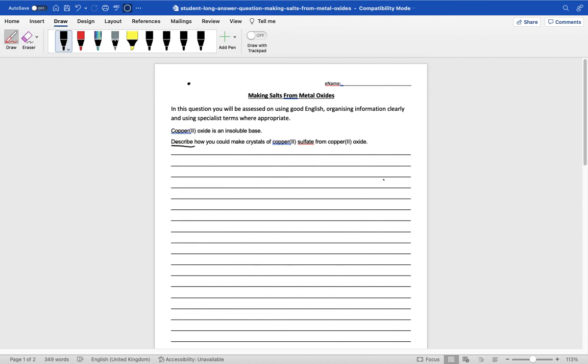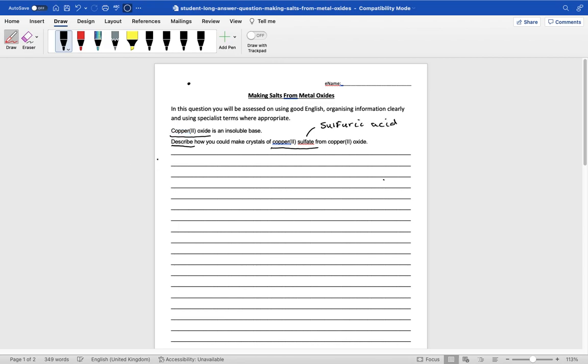So first of all, describe means basically write a method. Write a method of how we would make copper 2 sulphate crystals from copper 2 oxide. They've given us one of our reactants here, copper 2 oxide. They haven't given us the other reactant, but we can work that out from the salt they want us to make. The fact that it's making a sulphate means we must be using sulfuric acid. So I'm going to write this at the top so that I don't forget.